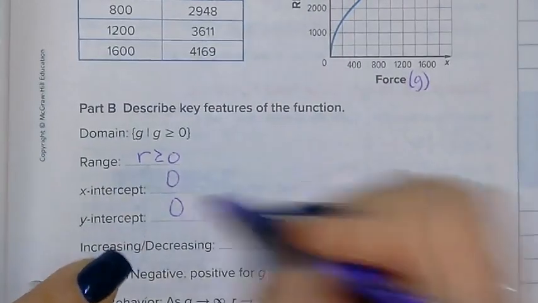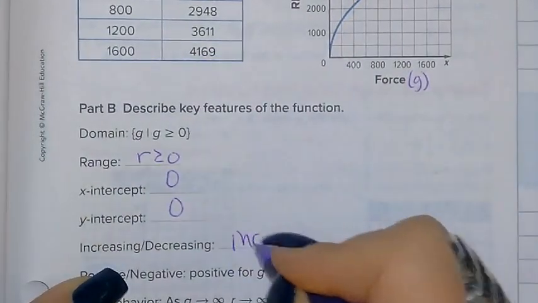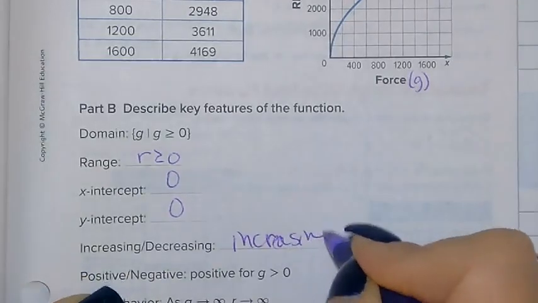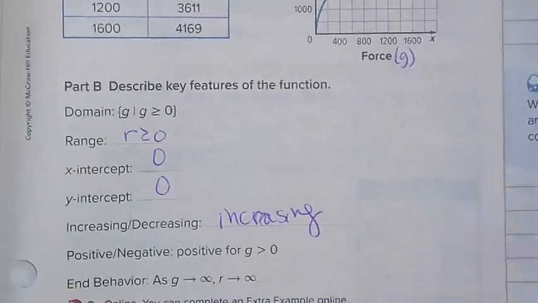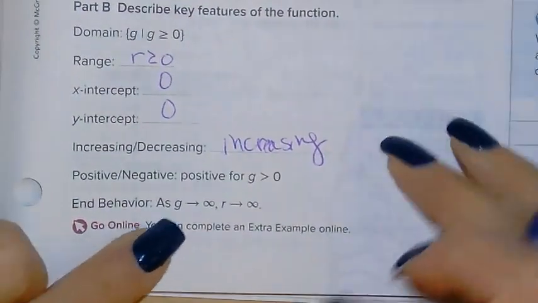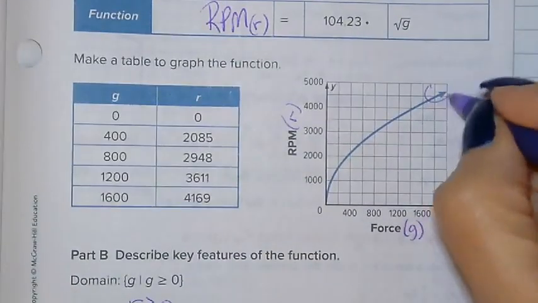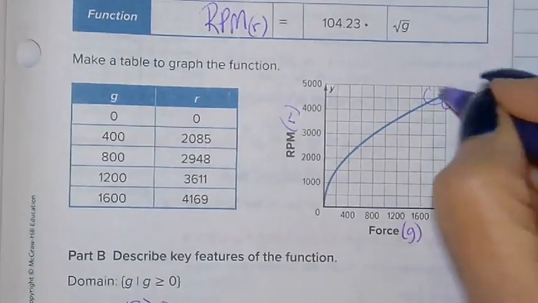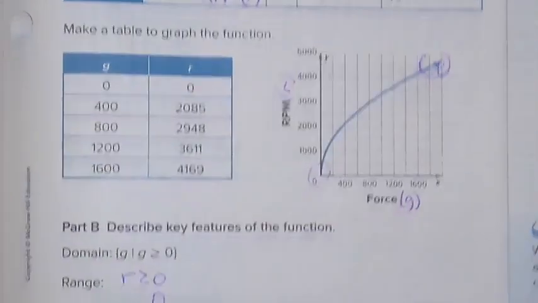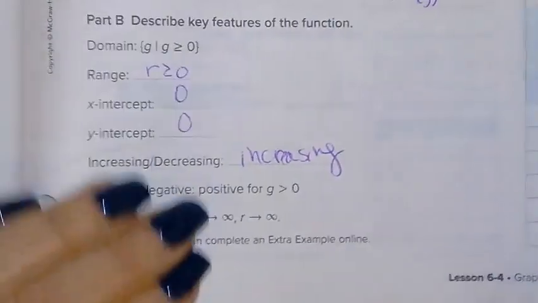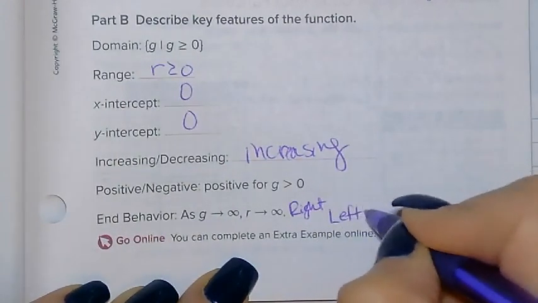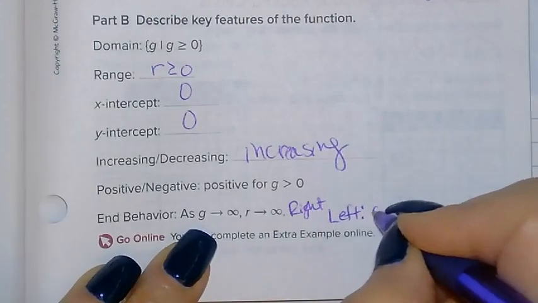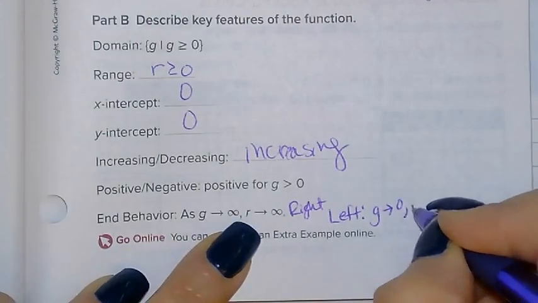It is increasing. It is positive because it's all above the x-axis. And the last one, they did the right end, which is this arrow. Oops, meant to circle. And they didn't do this end, okay? So this end behavior, this is the right side. So the left side is just 0. So you would say G goes to 0, R goes to 0, because they're both at 0, 0.